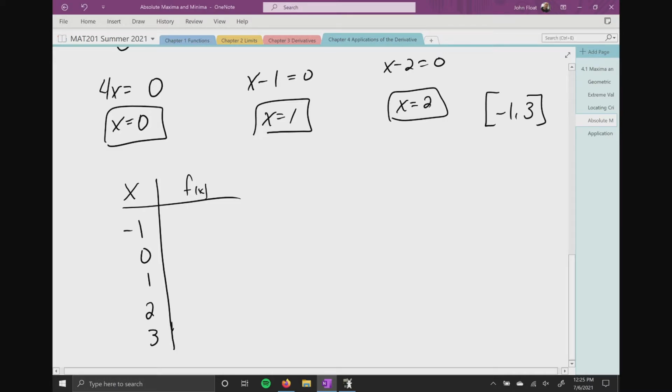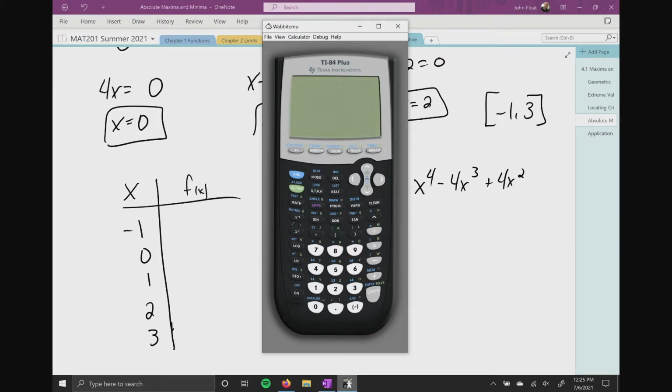I'm just writing down the function again. You are going to have to evaluate every single one of these critical values to determine what the outputs are so we can figure out what's the absolute max and absolute min. The easiest way to do this, if you've got a calculator, go ahead and use it. I'm going to click on the y equals button. Let me move this over here.